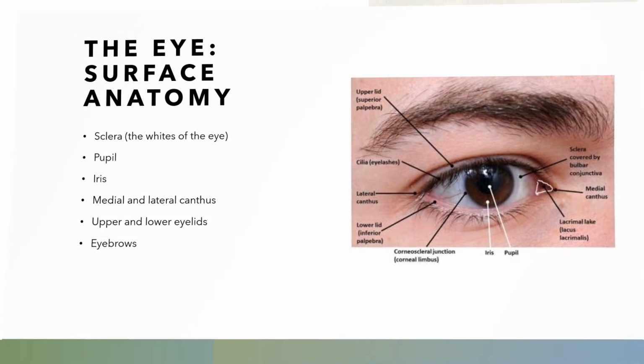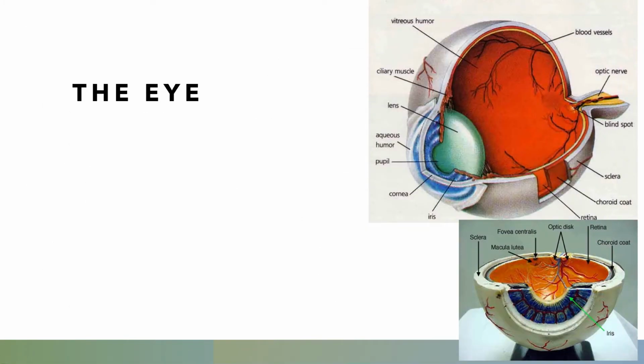Let's go a little bit deeper. Now let's look at the anterior part of the eye. You have the cornea, which is the transparent portion of the eye. You have the iris, which is again the pigmented portion of the eye. You have the pupil here and here, which is where light enters. So light enters this pupil here.